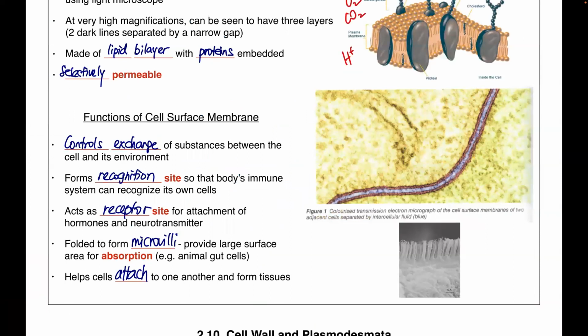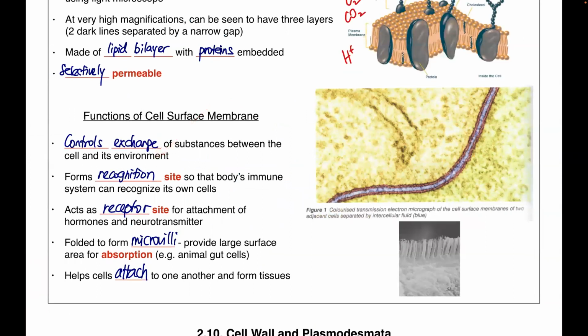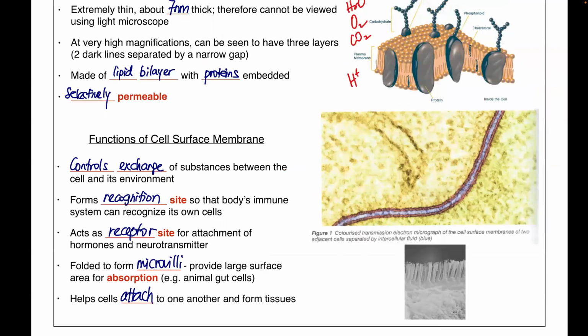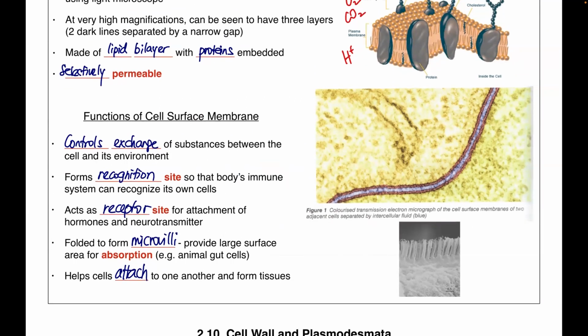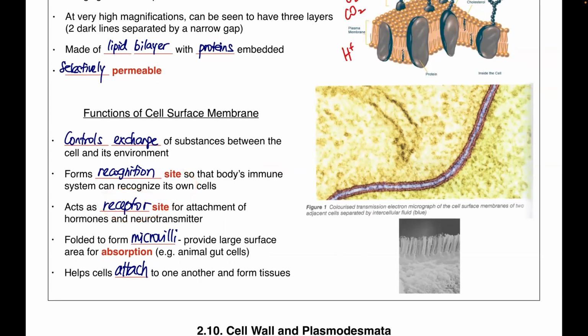So next, okay, function of cell surface membrane: it controls exchange of substances, okay, between the cell and its environment. So by substances, it can be waste product, can be oxygen, can be anything else, okay. So it forms recognition sites, okay, so that the body's immune system can recognize its own cells, okay. So these all allow recognition. And for example, your red blood cells, okay, when we talk about blood group, blood type A or B or O, okay, it actually has to do with the glycoproteins which are present on the plasma membrane, okay. So they act as receptors for attachment of hormones and neurotransmitters, okay.